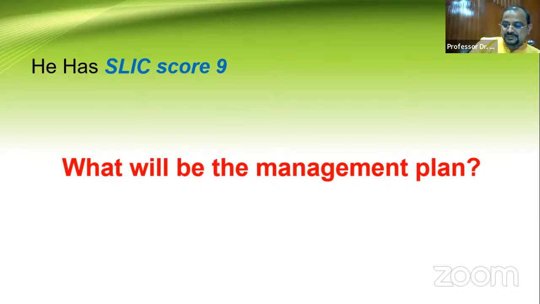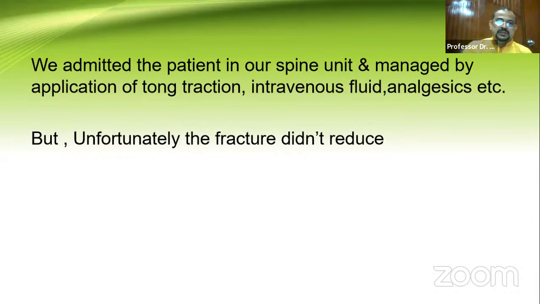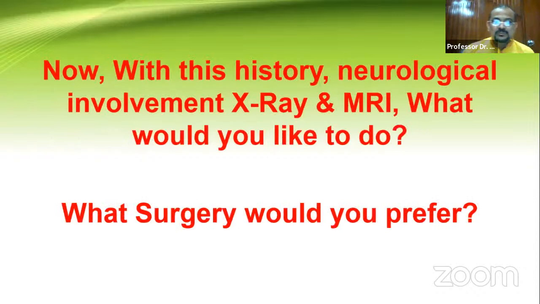Okay. We admitted the patient in our spine unit and managed by application of tongs traction, intravenous fluid and analgesics, etc. But unfortunately, the dislocation did not reduce with this tongs traction. Now, with this history, neurological involvement and X-ray and MRI, what would you like to do? What surgery would you prefer?